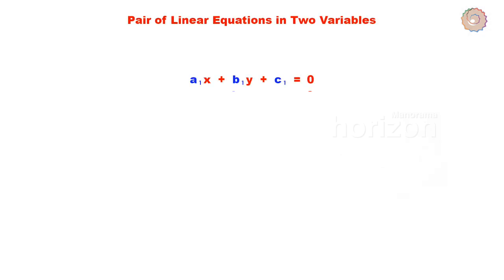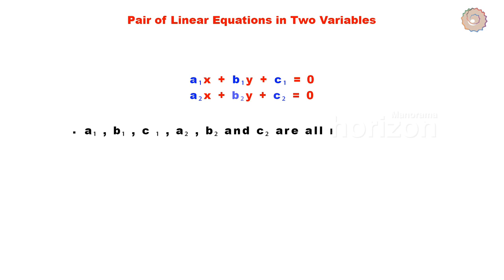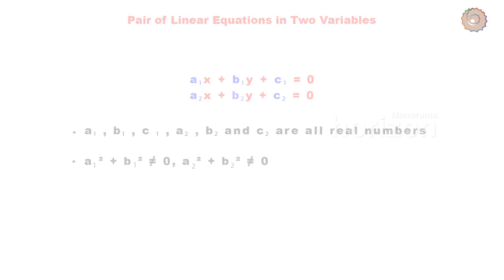A pair of linear equations in two variables are of the form a1x plus b1y plus c1 equal to 0 and a2x plus b2y plus c2 equal to 0, where a1, b1, c1, a2, b2 and c2 are all real numbers and a1 square plus b1 square not equal to 0, a2 square plus b2 square not equal to 0.